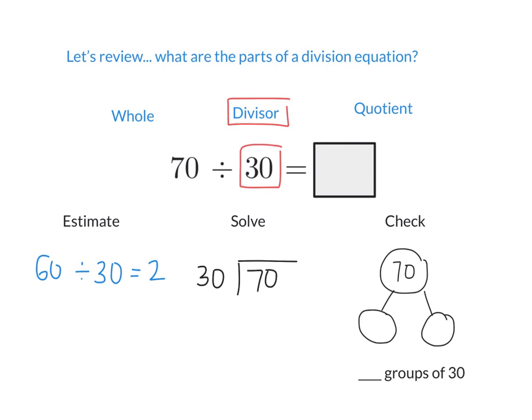Well, when we had our estimation, Dad was smart. He estimated first. He said, you know what? I think it'll be about 2. So should we put the 2 over the 7 or over the 0? 0. Good, because can we divide 7 tens into 30 groups? No. So we have to do 70 ones.